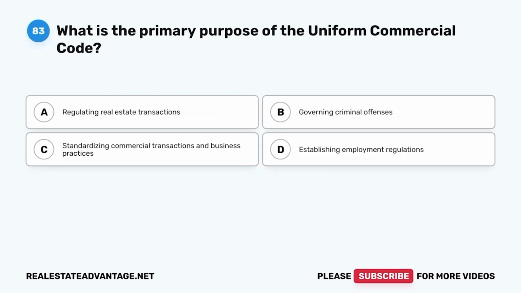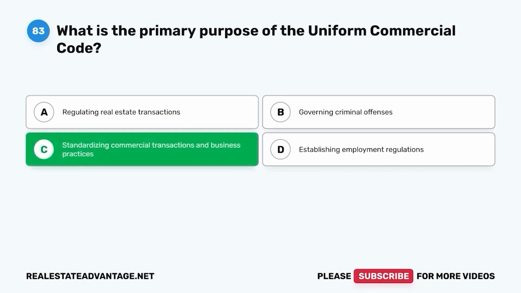Question 83. What is the primary purpose of the Uniform Commercial Code? A. Regulating real estate transactions. B. Governing criminal offenses. C. Standardizing commercial transactions and business practices. D. Establishing employment regulations. The correct answer is C.